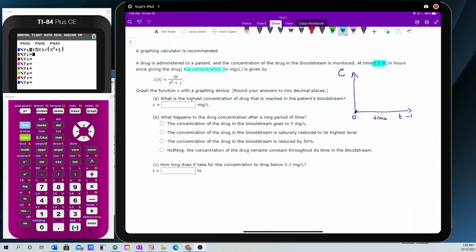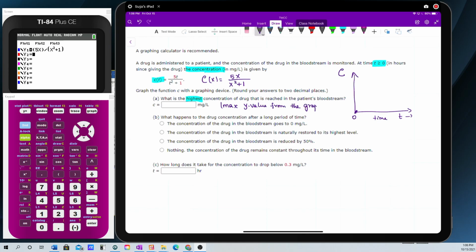So the concentration is my y value and my t is my x value, so time is given by this function 5t over t squared plus 1. Since I'm using my calculator, I am going to input this as 5x over x squared plus 1. And from the calculator, I'm going to see what the graph is. I'm assuming since it's asking for highest concentration, there should be a maximum point on the graph, and I will have to look for the maximum y value from the graph.